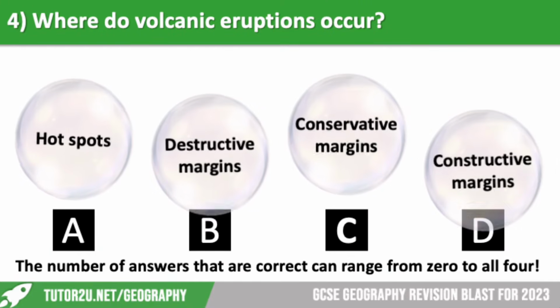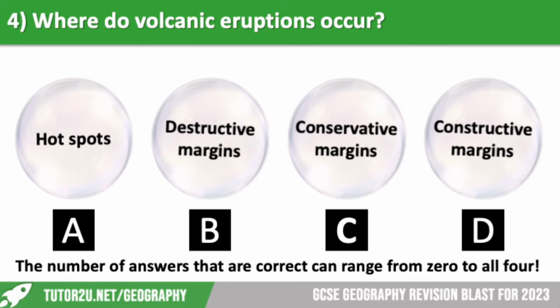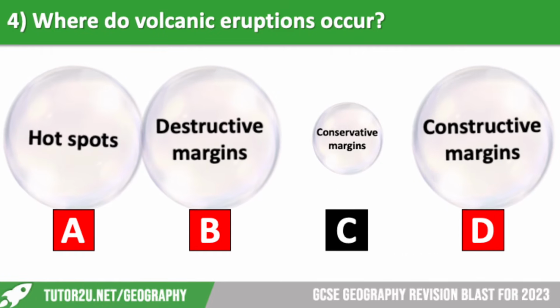Now in contrast, where do volcanic eruptions occur? We've got hotspots, destructive margins, conservative margins and constructive margins. What do we think? Again, pause if you need a little bit more time. We're about to reveal. It is all of them apart from conservative margins.